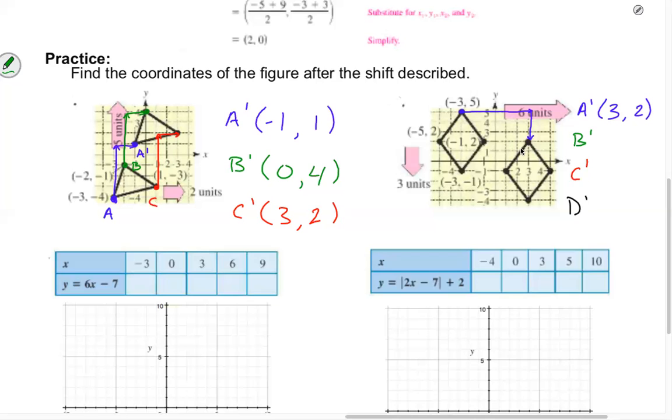Let's call this one B. So we're going to go to the right 6: 1, 2, 3, 4, 5, 6. And now we're going to go down 3: 1, 2, 3. So to the right 6 from -5, that puts me at 1. Down 3 from 2, that puts me at -1.